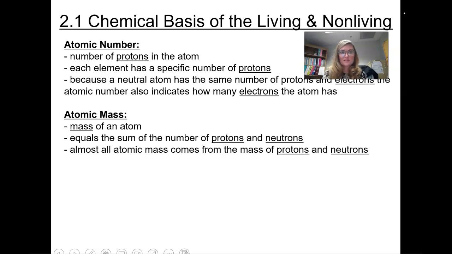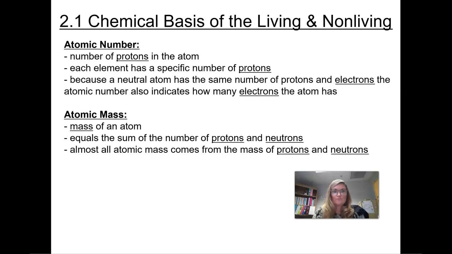So with the atomic number, that's going to be the number of protons that the atom has. Each element is going to have a specific number of protons. Now the number of protons and electrons are usually going to be the same. And that's going to be when it is a neutral atom. Now once they start to give or take electrons, that's when they become a positive or a negative atom. But usually they're neutral, and that's because the number of protons and the number of electrons are going to be the same. Remember, protons are positive, electrons are negative. So if you have 8 protons, you have 8 electrons, then that charge is going to be neutral.